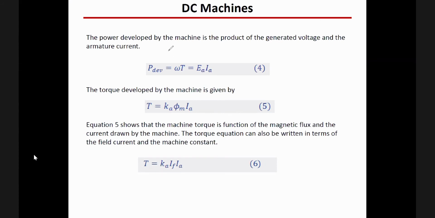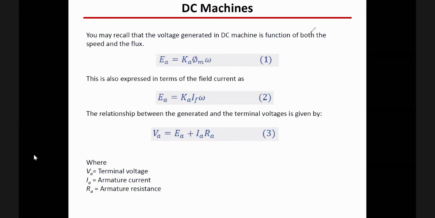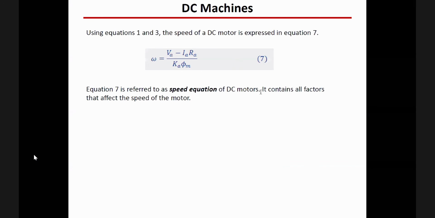I also explained yesterday the concept of developed power, and we're going to see it again today, which is equal to omega T, the mechanical side of the developed power, equal also to the electrical side, which is EA, the armature voltage, multiplied by armature current. Another equation relates the torque to the flux and IA, and again, we can replace flux with IF. We can also substitute equation 2 into 3, and we will get what we call the speed equation, which relates the speed to all other parameters in the electrical circuit.